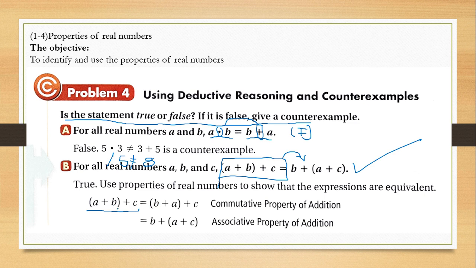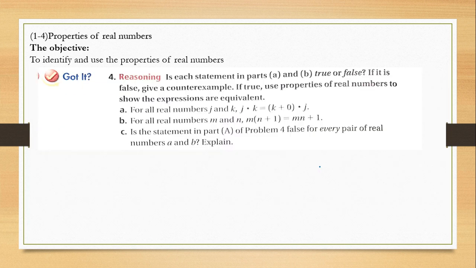What am I going to do? First, I'm going to use the commutative property of addition to exchange these two terms, which will be B plus A. Then I'm going to use the associative property of addition to change the parenthesis place, and then I got the result. That's really simple.